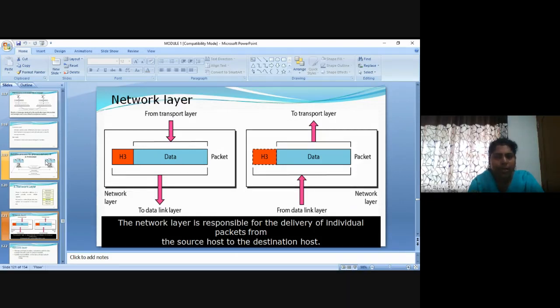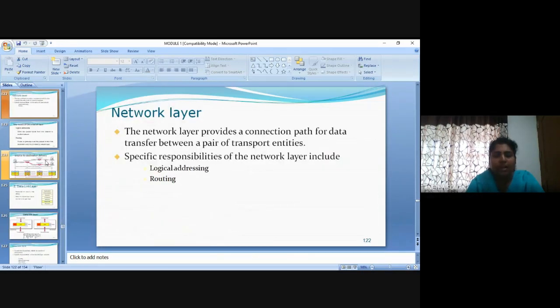Understanding? The data unit. Each layer makes use of some notation to identify the data unit. In the network layer, the data unit is called a packet. It is the layer where the routers reside. The main functions of the network layer, its specific responsibilities, are logical addressing and routing.